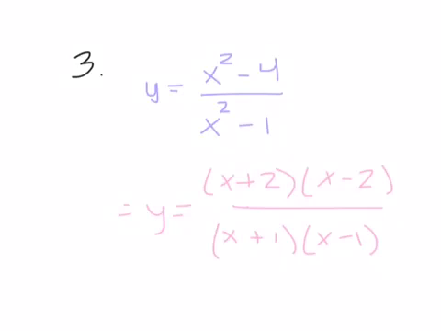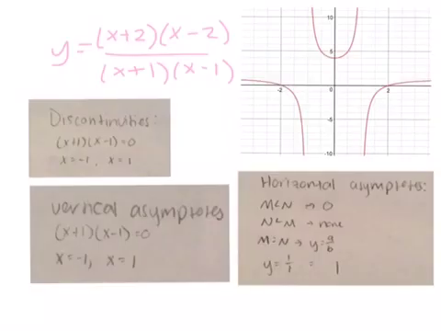For this last one, part 3, I need to show you a single rational function. I chose y equals (x squared minus 4) over (x squared minus 1), which factors out to y equals (x plus 2)(x minus 2) over (x plus 1)(x minus 1). Then I need to show you how to find discontinuities, vertical and horizontal asymptotes, and how to graph it in a table, and how to make the table.